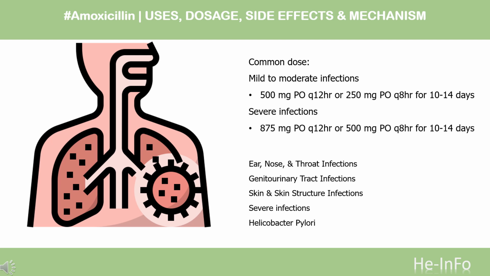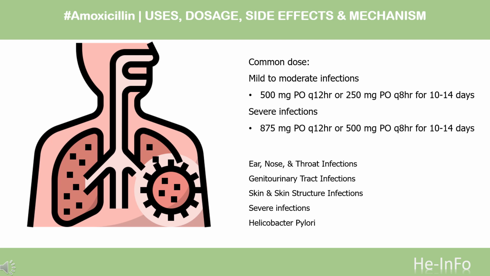Anthrax. Post-exposure inhalational prophylaxis: 500 mg PO every 8 hours. Infective endocarditis prophylaxis: 2 g PO 30 to 60 minutes before the procedure.